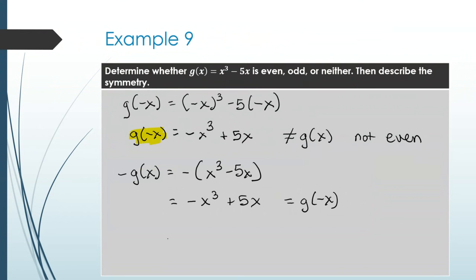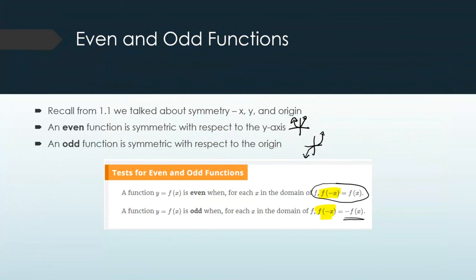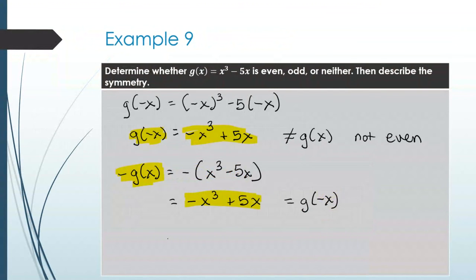My g of negative x, which is negative x cubed plus 5x, is the same as negative g of x. So because those are equal, that's our rule for odd. So that means this is an odd function. So we know this function is odd. If this test had failed, then your only remaining choice would be neither. So we know this is an odd function.